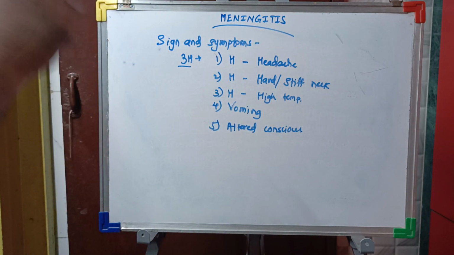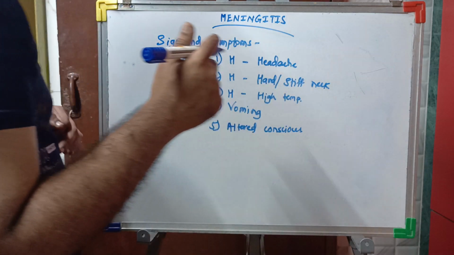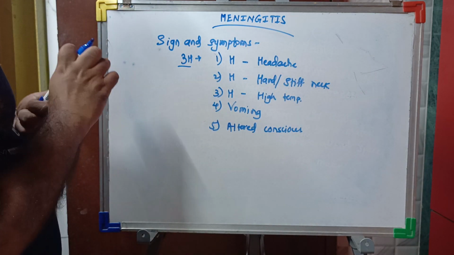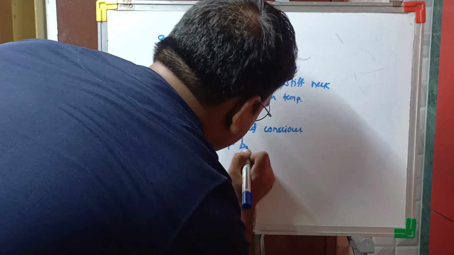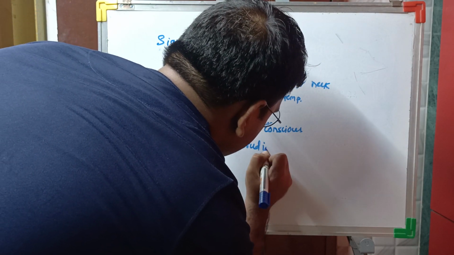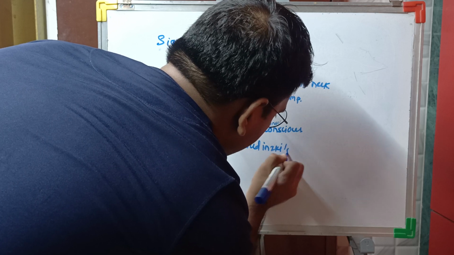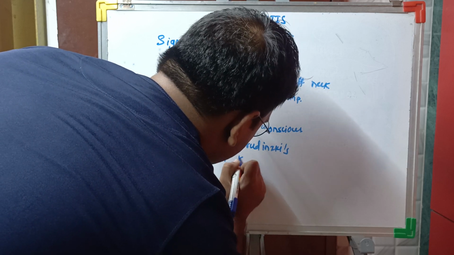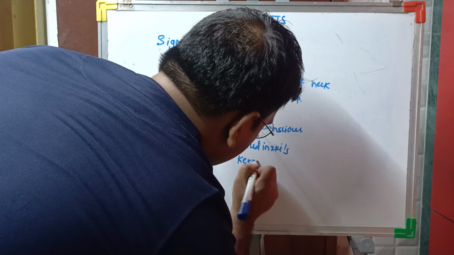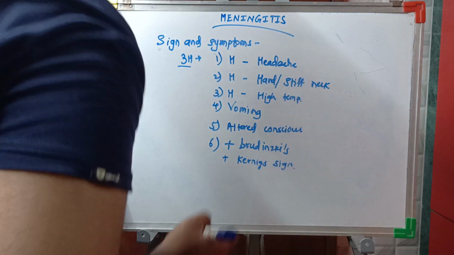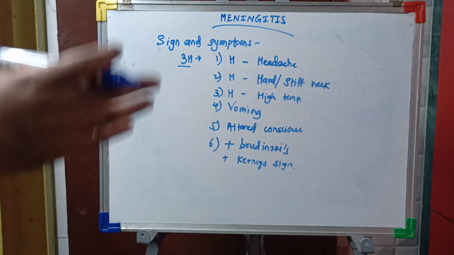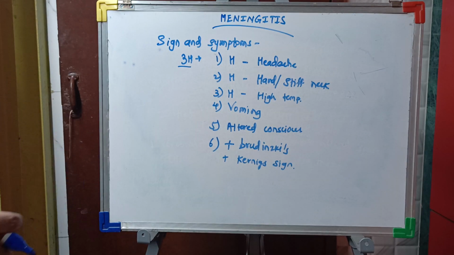Then there are also the main important signs of meningitis. These are the positive Brudzinski's and Kernig's signs. To learn better, I have attached photos with it. So these are the possible signs and symptoms of meningitis.